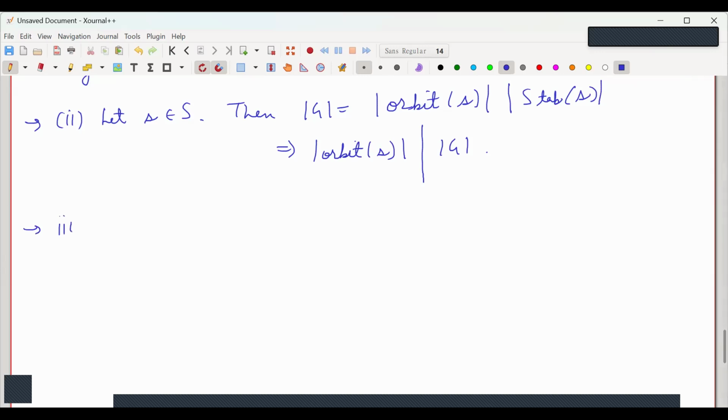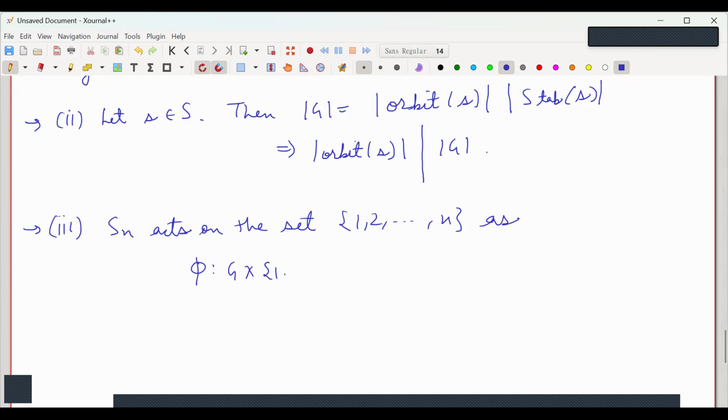Let us now produce a counterexample. So S_n acts on the set {1, 2, ..., n}. So this is the set, and it should be a map from G cross X to X again. So how can we define this map?